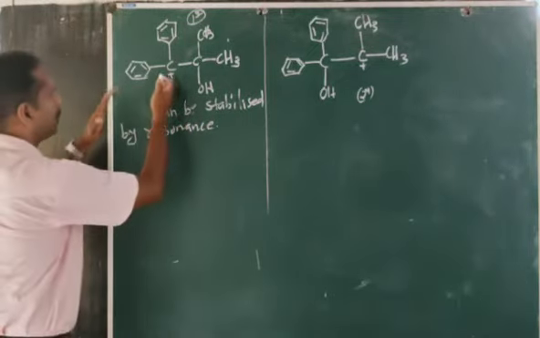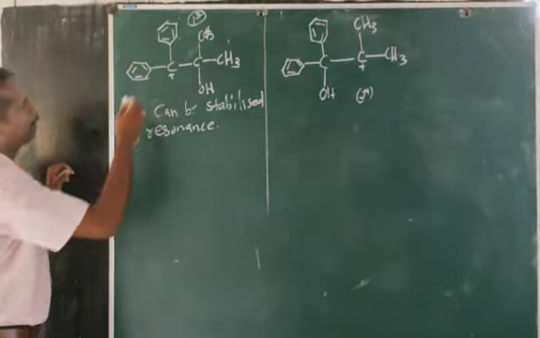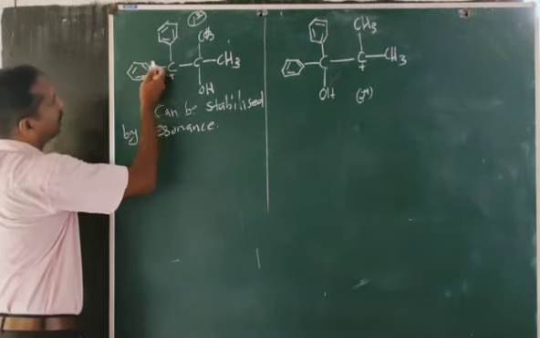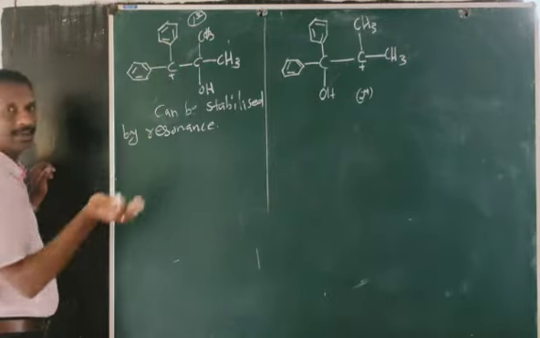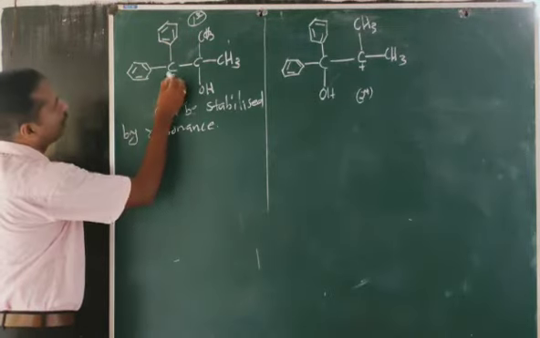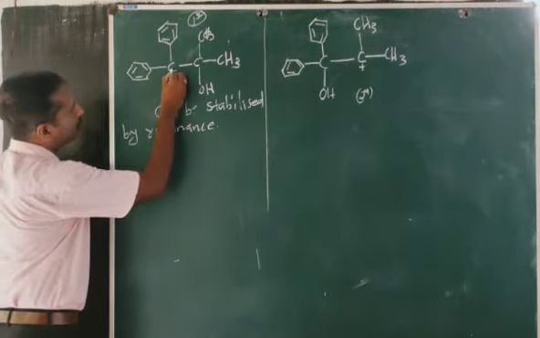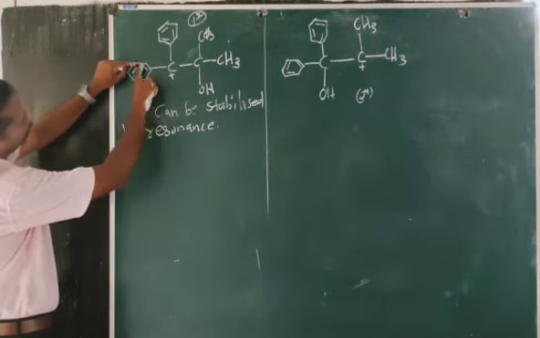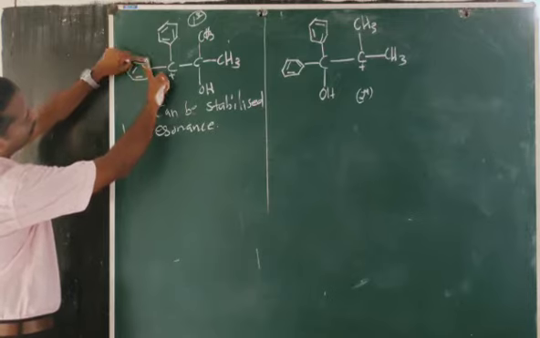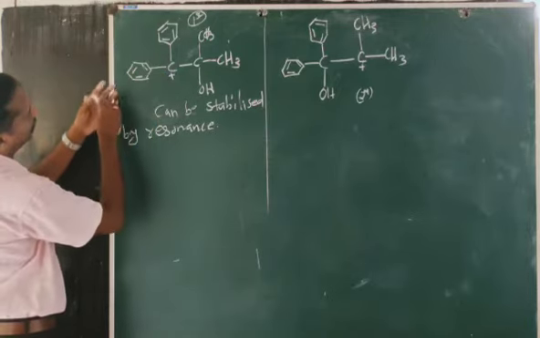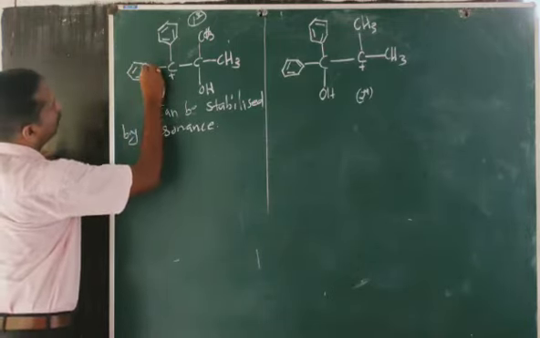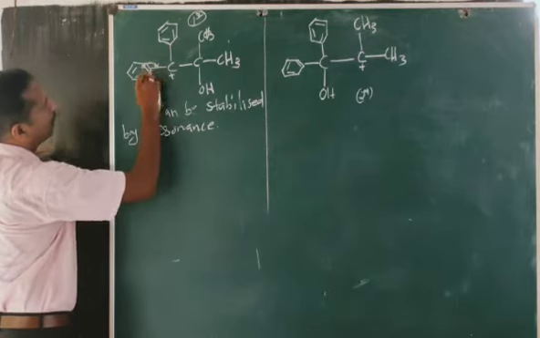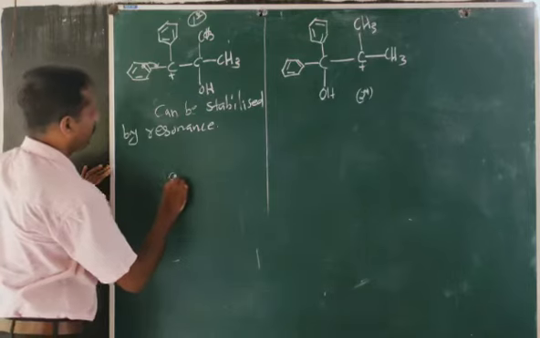What do you mean by stabilized by resonance? You can see that here is a positive charge. Now take this ring, this ring or this ring, any ring we can take. When a positive charge is created on this carbon, what will happen? This pi bond breaks from this carbon and it will be shifted to here. So we get a structure like this.